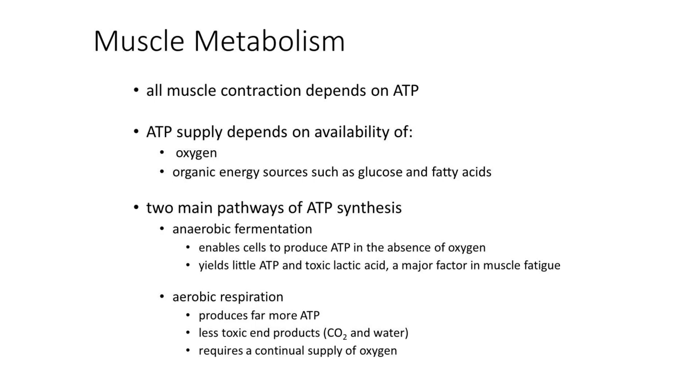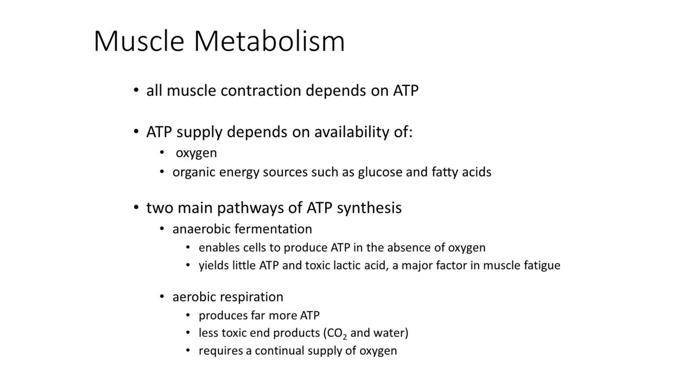How do our muscles obtain energy? Well, all muscle contraction, we already know, depends on ATP. ATP supply depends on oxygen and basically what we eat, energy sources such as glucose and fatty acids. There are two main pathways of ATP synthesis: anaerobic fermentation and aerobic respiration.